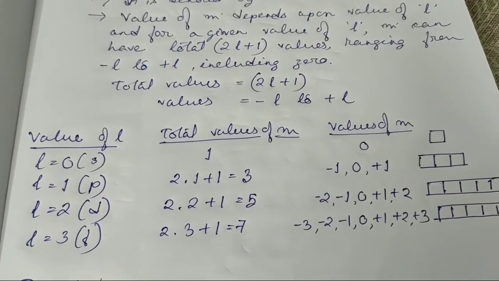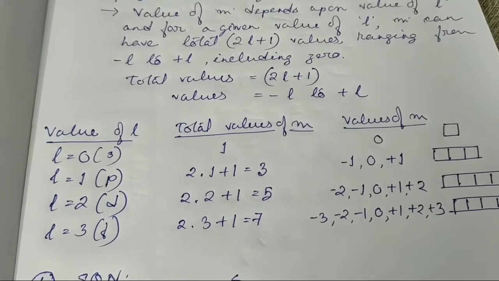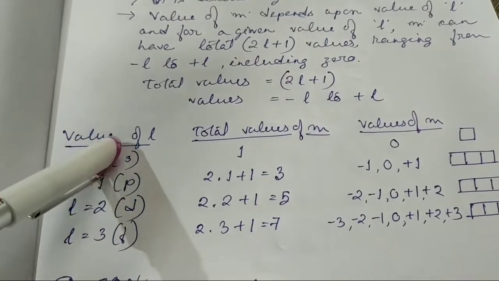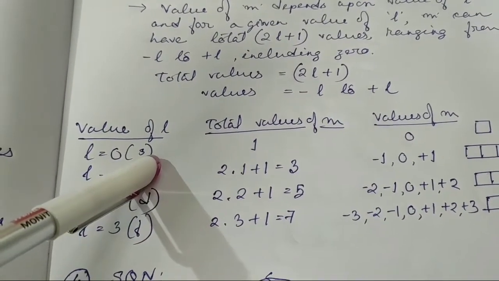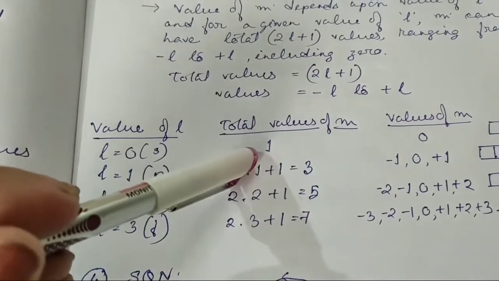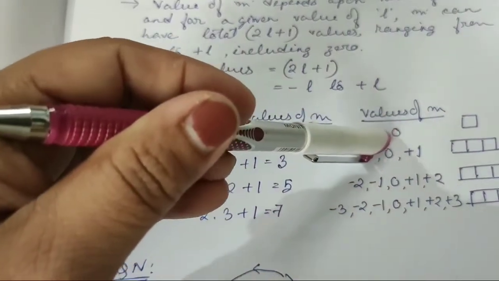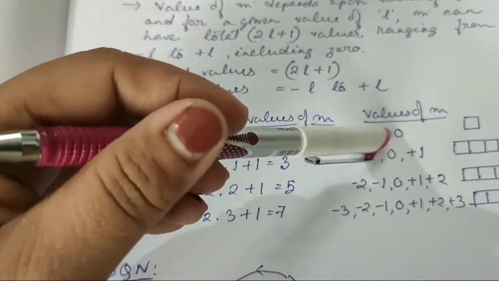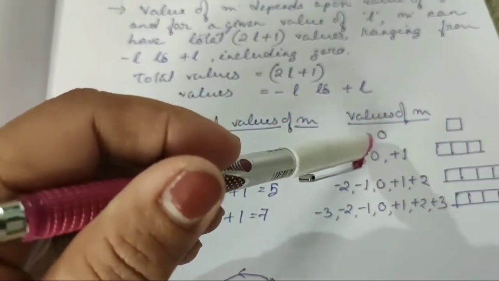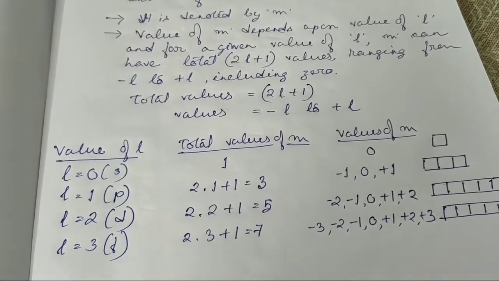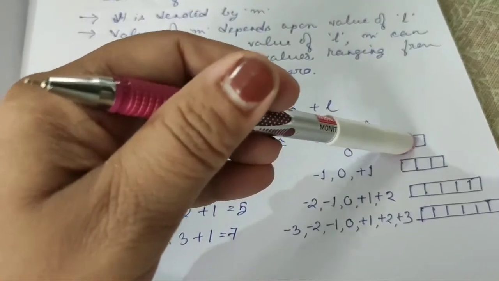Again, we can see it in a tabular form where we can write down, suppose value of L is 0, that means what? S subshell. Then total values of m will be 1, and it will vary. Since it is 1, so it will be only 0. Minus L to plus L, including 0. So if it is 0, that means it will be only 0. That means what? Only 1 orbital.